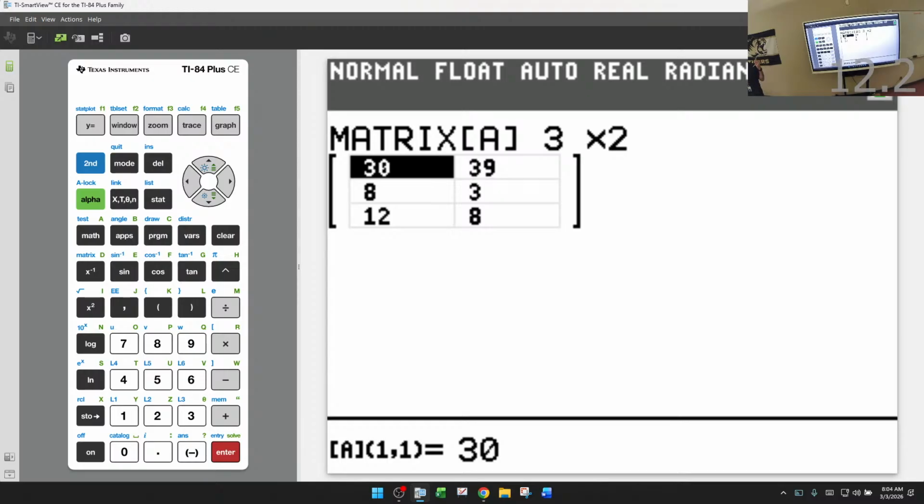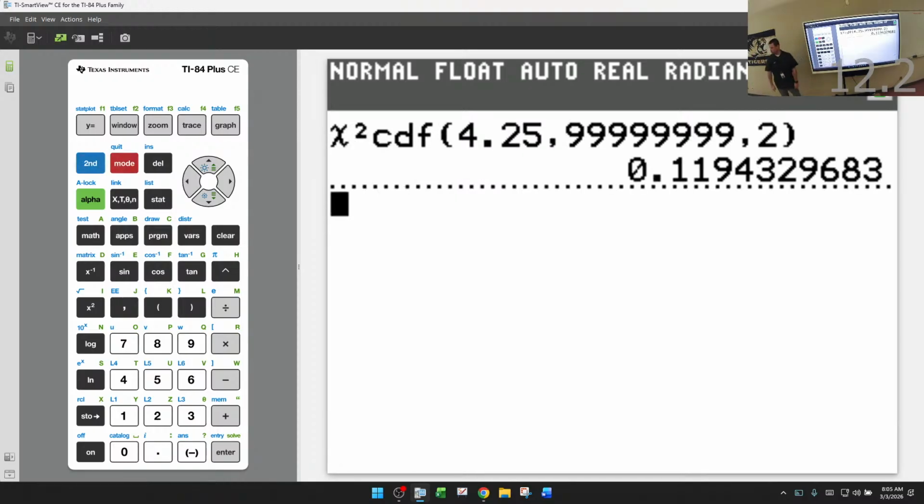If you ever put a decimal in here, your calculator is going to go ballistic and it's going to say error, dimension mismatch. You can't do it. It knows that the observed counts better be whole numbers, okay? Now, what's nice about this is you do not have to put in the expected counts. You don't have to, okay?